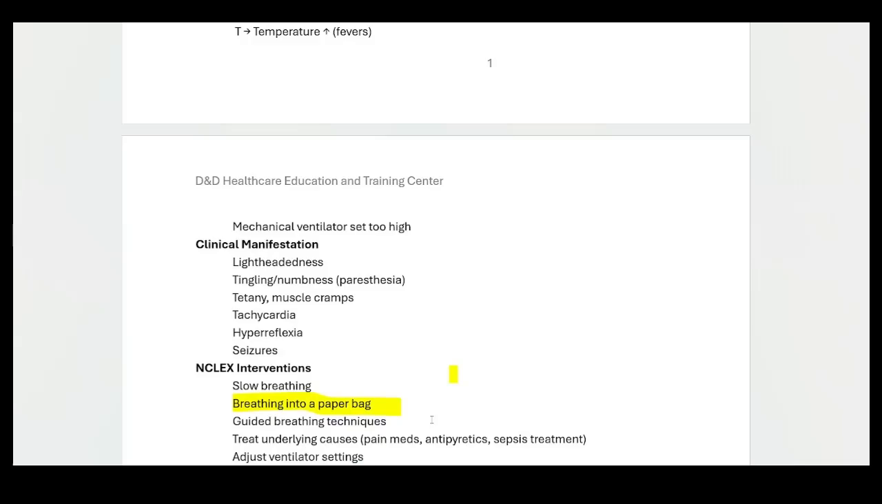When the mechanical ventilator settings are set too high, it's the same thing as the person hyperventilating. And in this case, the person is at risk of getting respiratory alkalosis. Let's talk about some of the general manifestations of somebody with respiratory alkalosis.